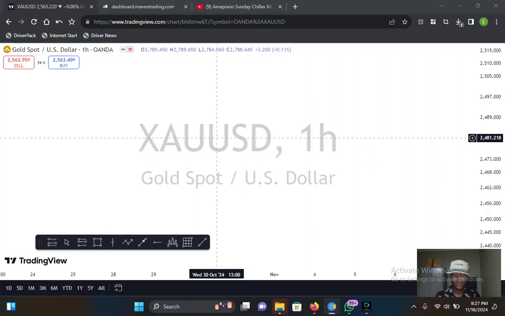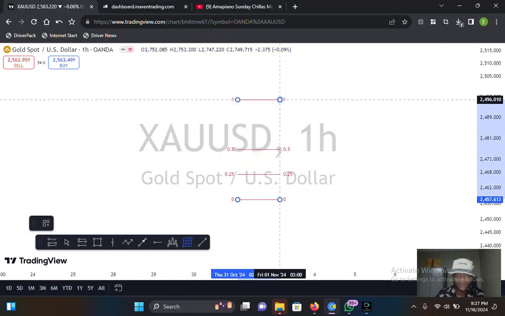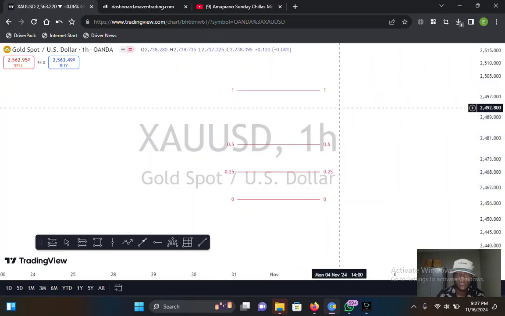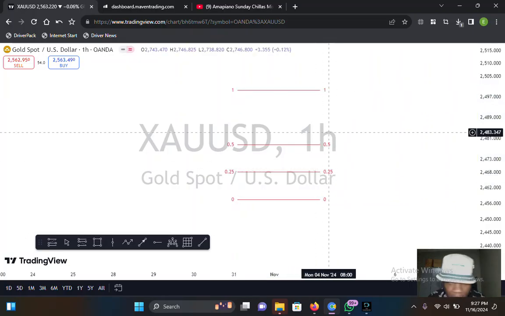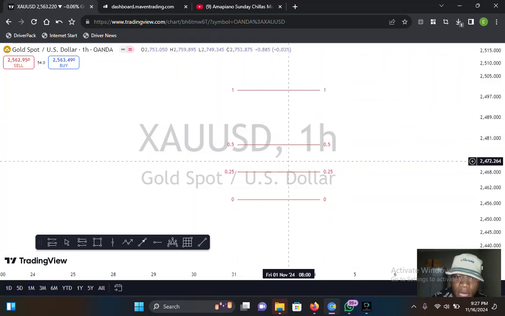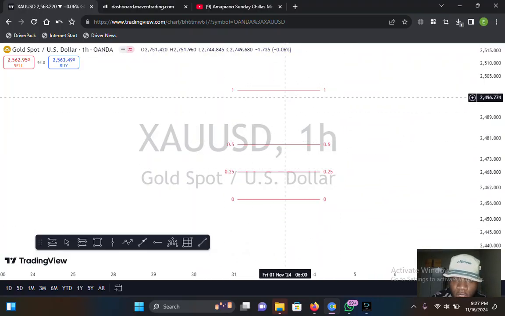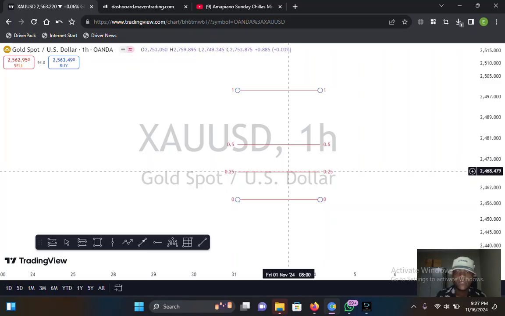Remember, what is equilibrium? It is this thing. Equilibrium is what we need to understand, that equilibrium is actually the premium and discount zone. So the idea behind it is to wait for price to come to the discount.